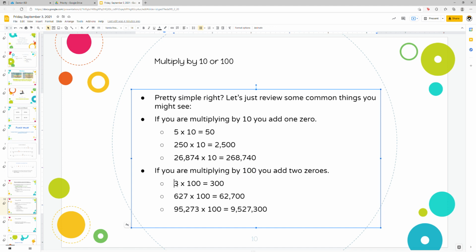If you are multiplying by 100, you add those 2 zeros, right? So here's some examples for that. 3 times 100 would be 300. Pretty simple. 627 times 100 would become 62,700 because I add those 2 zeros at the end. The number 95,273 times 100 would become 9,527,300 because I've added those 2 zeros at the end. The place value is bumped up 2 times.